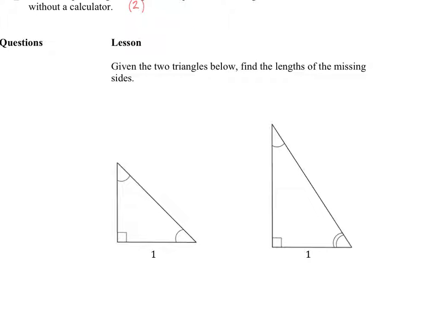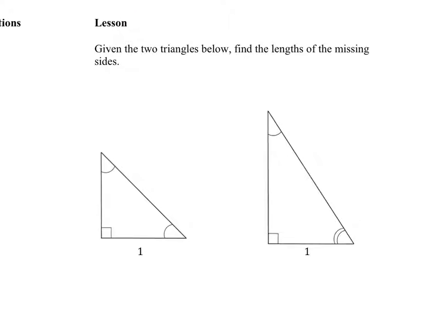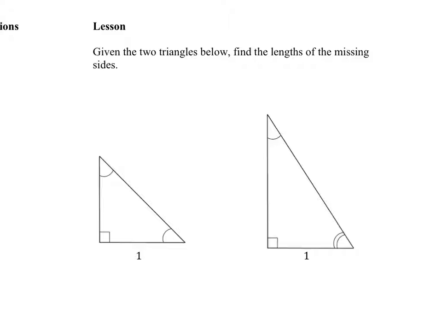So we've got 2 triangles to start, and we're going to find the lengths of the missing sides. And before we do that, I'm going to tell you that this one is a 45, 45, 90 triangle, and this one is a 30, 60, 90 triangle. And what that means is that the angles in this triangle are 45 degrees, 45 degrees, 90 degrees. And in this triangle, we've got a 30-degree angle, 60-degree angle, and a 90-degree angle.